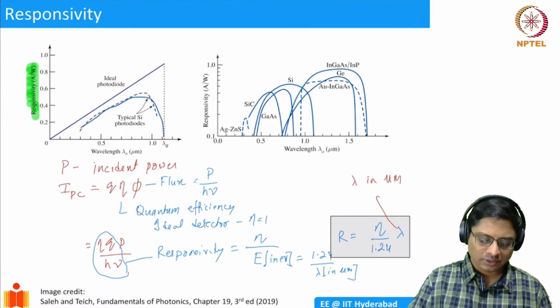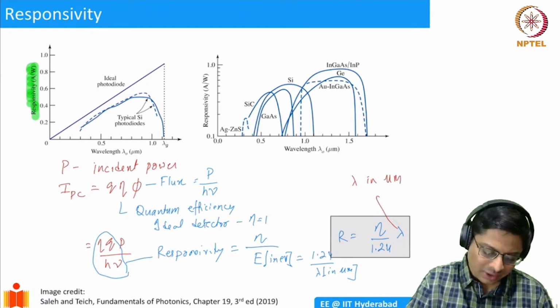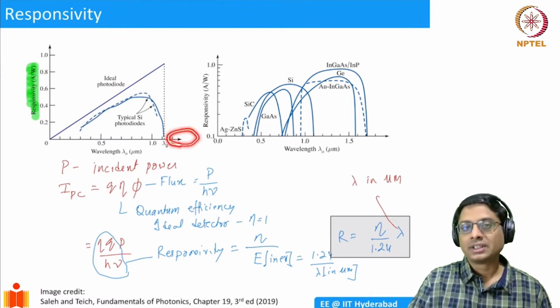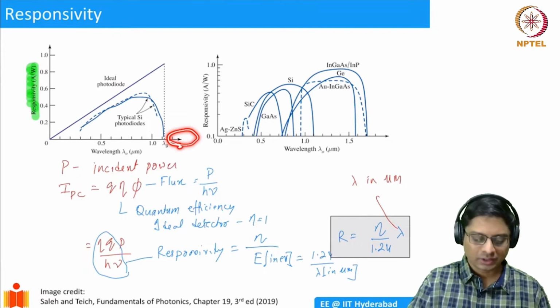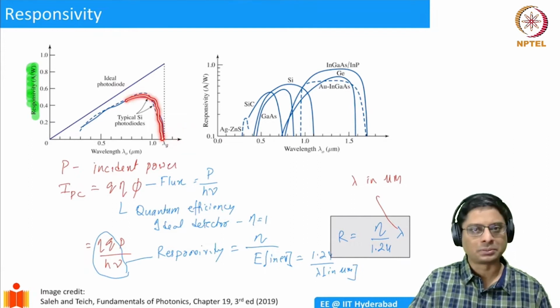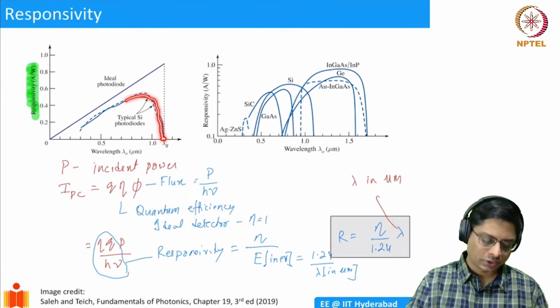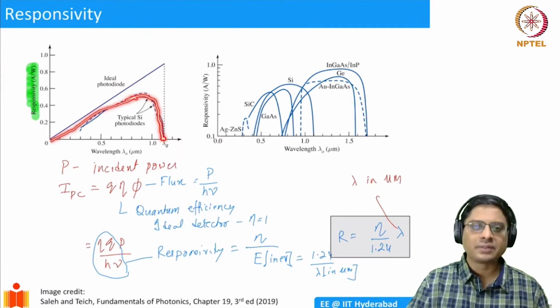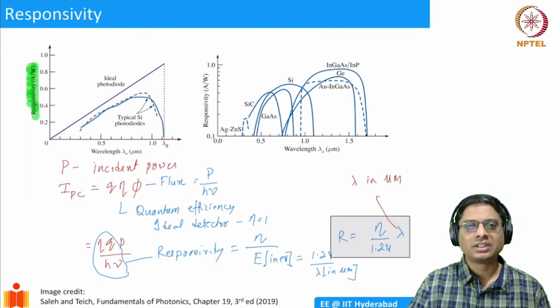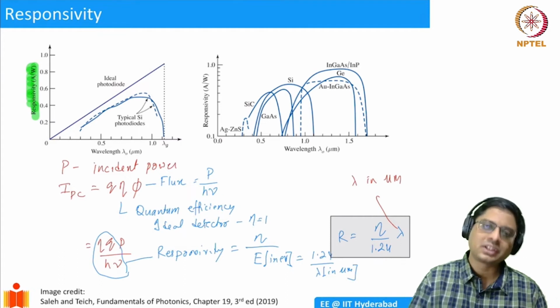So if your photon is actually having longer wavelength, that means the energy is less than the band gap and it cannot produce any electron hole pairs. So on the longer wavelength, it has to drop. On the shorter wavelength, I mean, if your energy is very, very large, per watt of optical energy, you'll have lesser number of photons, so lesser number of electrons.